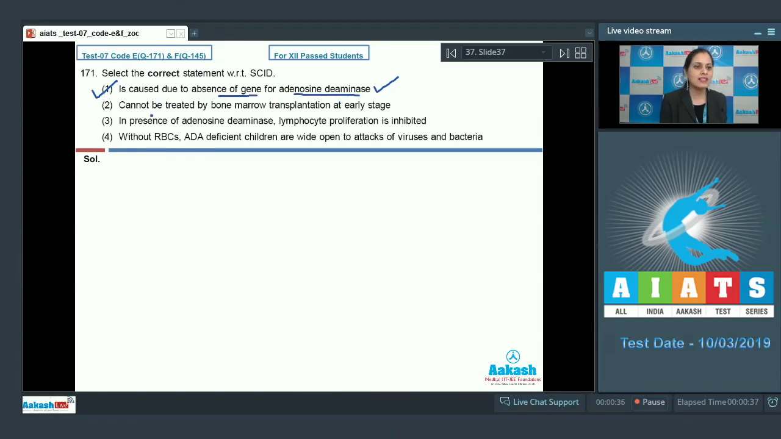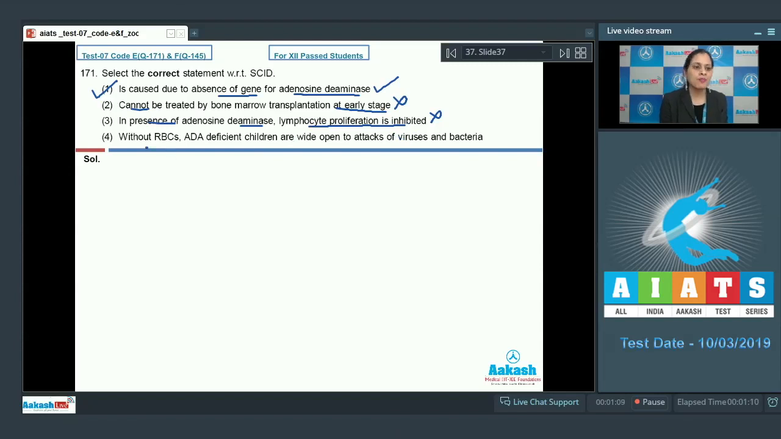Next statement is cannot be treated by bone marrow transplantation at early stage, and this is an incorrect statement because this disease can be treated by bone marrow transplantation at early stage. The next statement is in presence of adenosine deaminase, lymphocyte proliferation is inhibited, and this is an incorrect option because not in presence but in absence of adenosine deaminase, lymphocyte proliferation is inhibited.